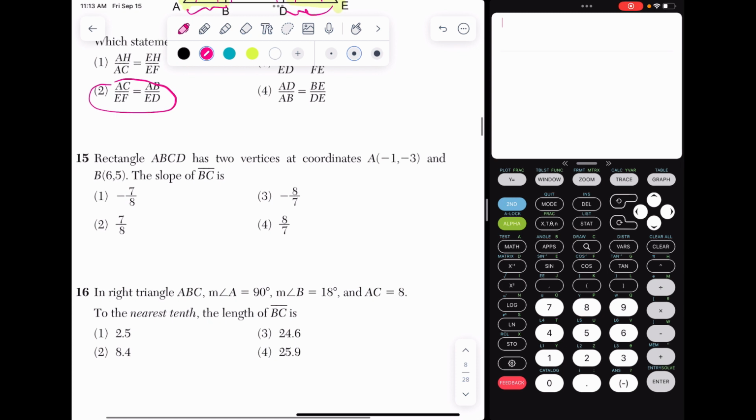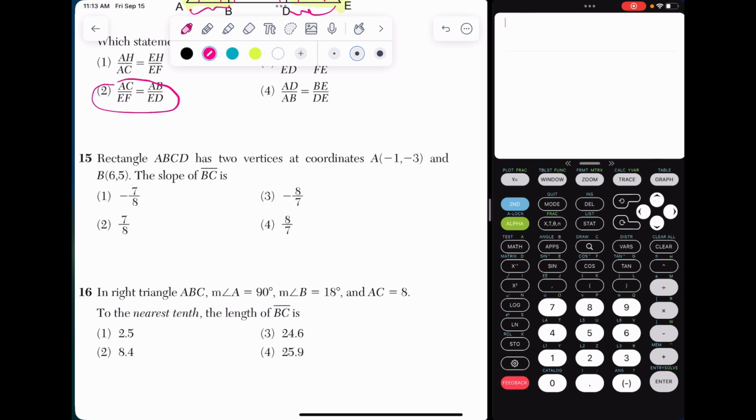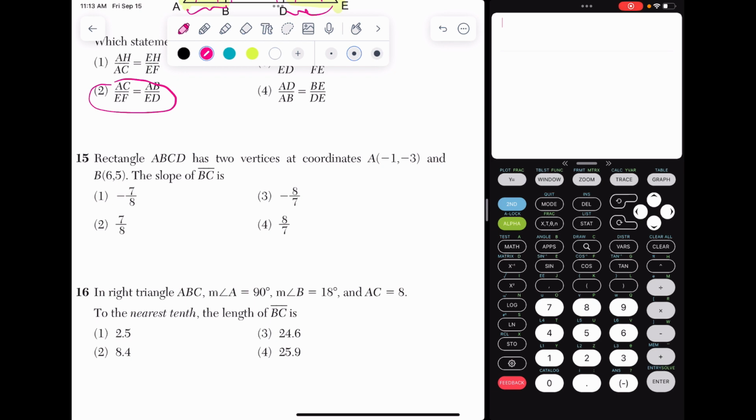Number 15: rectangle ABCD has 2 vertices at coordinates A(-1, -3) and B(6, 5). The slope of BC is... Okay, notice they're giving us AB, but we want the slope of BC. So if you have a rectangle, and I'm not even going to draw this on graph paper here, but let's just say I have a rectangle that looks something like this: A, B, C, D. AB and BC are going to be perpendicular to one another, so their slopes are negative reciprocals. If you prefer to graph this, absolutely go to your scrap graph paper and graph. You can even find the slope that way through rise over run.